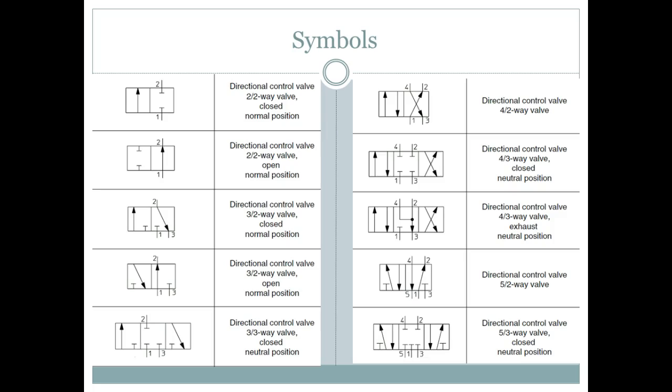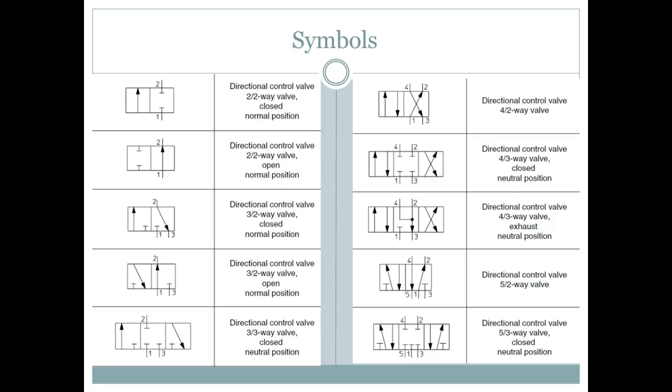Same for hydraulics. It's going to be 1 if they're numbered. If you use letters, A and B are your working ports. Your pressure port is P.